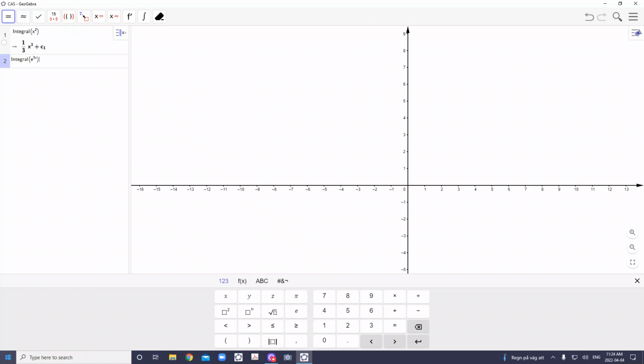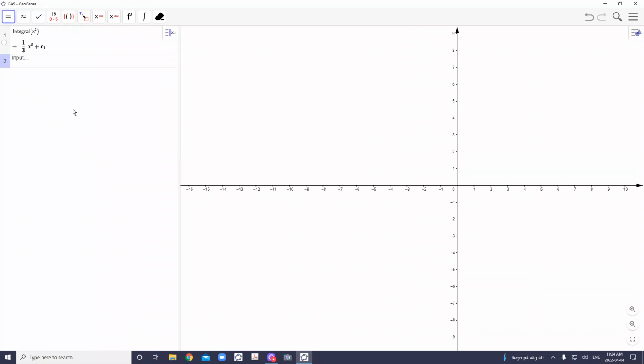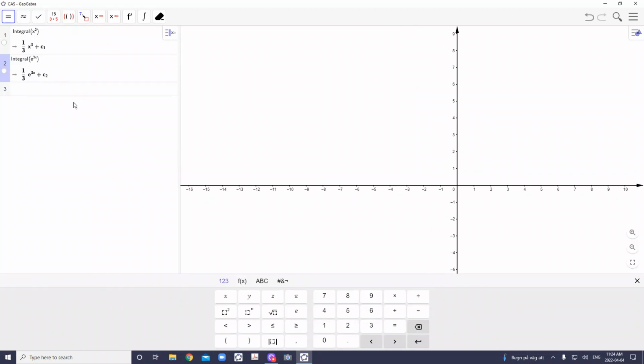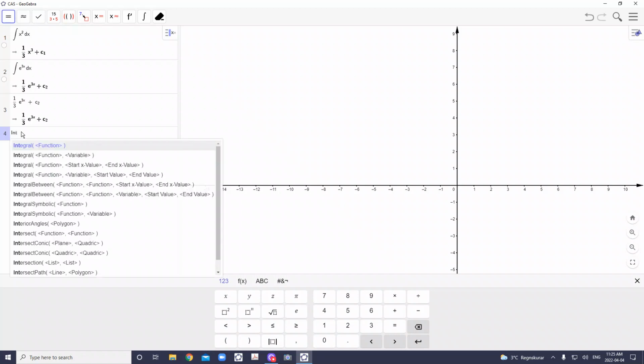No, you should remember these things. It is 1/3 e to the power of 3x plus c2. Of course, you should call it c1. But GeoGebra needs to keep track of different things if you want to do something. So remember, this integral is just this one. But to calculate the one that we calculated here, you need to type integral.